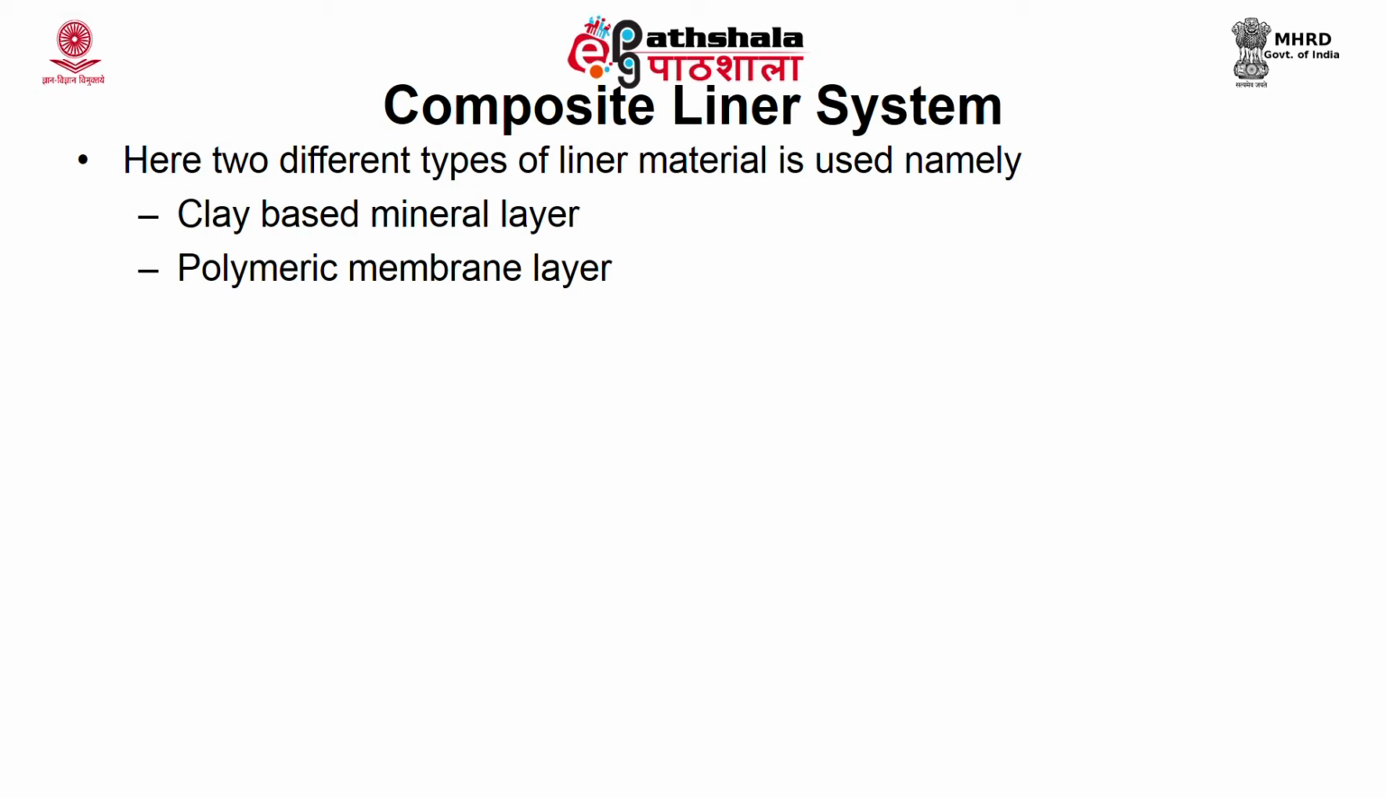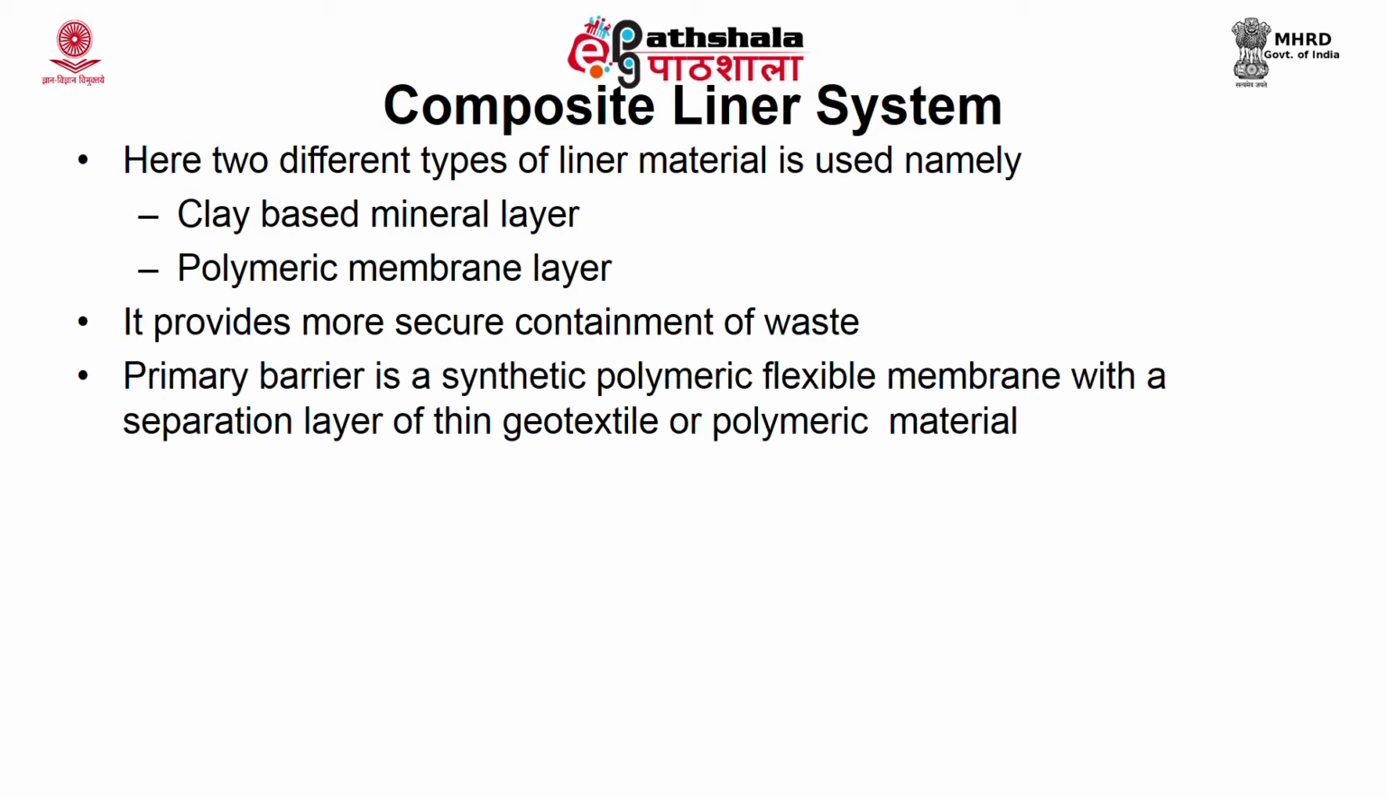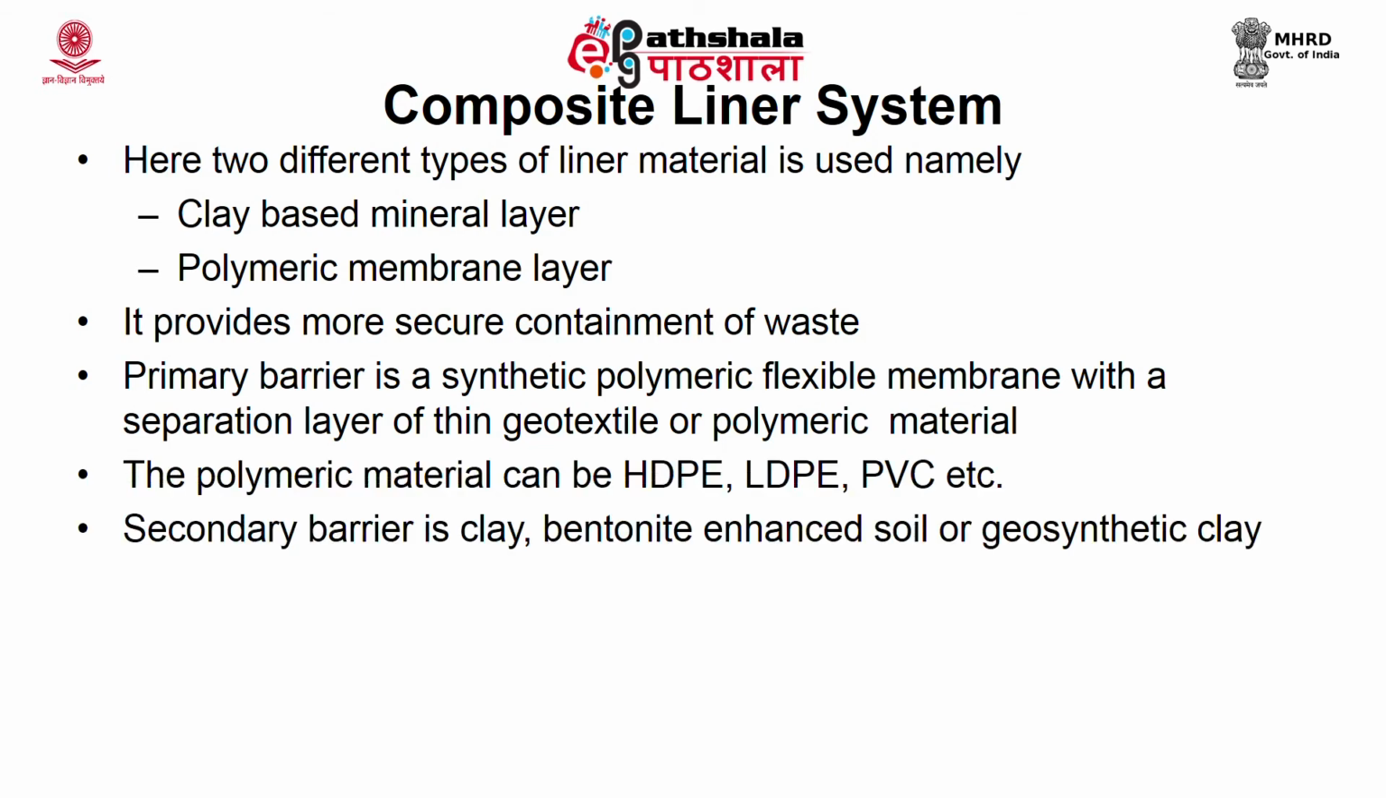Here you have two different types of liner materials used. One is your clay based mineral layer and the other one is a polymeric membrane layer. Now, this provides more secure containment of waste. The layering of this liner system will be: you will have a primary barrier which is made up of a synthetic polymeric flexible material with a separation layer made up of geotextile. The polymeric material, as mentioned earlier, is made up of PVC, high density polyethylene, low density polyethylene, etc.